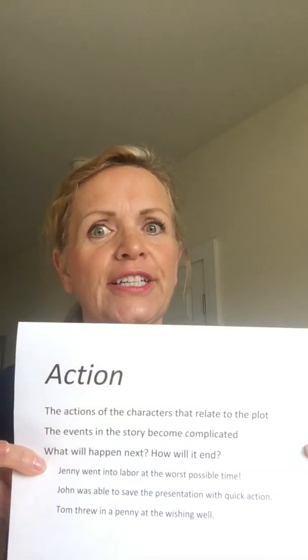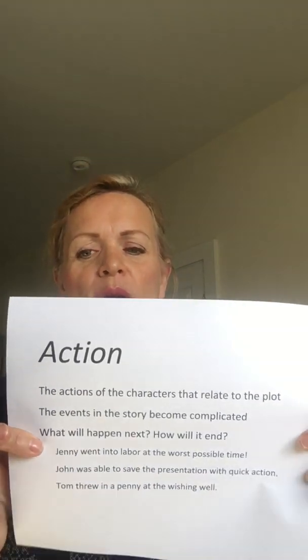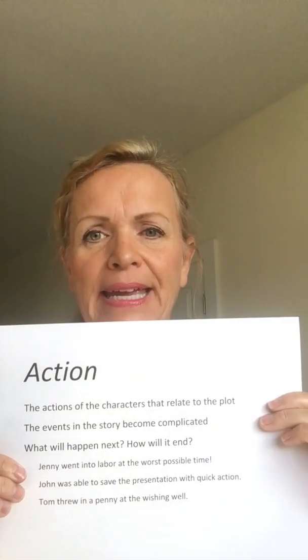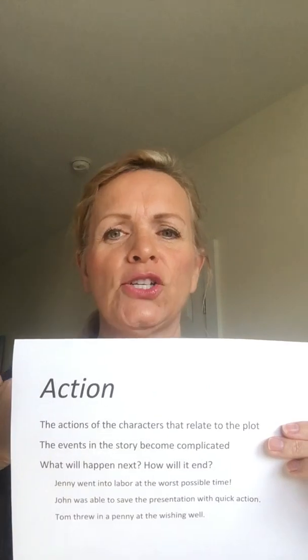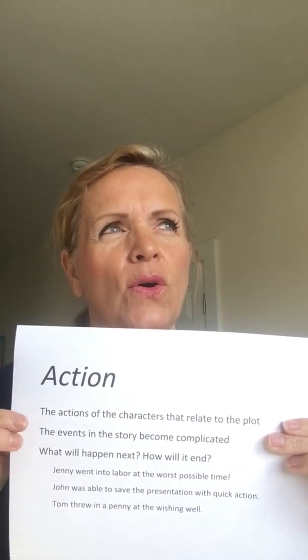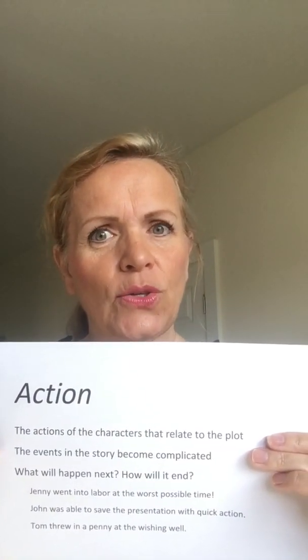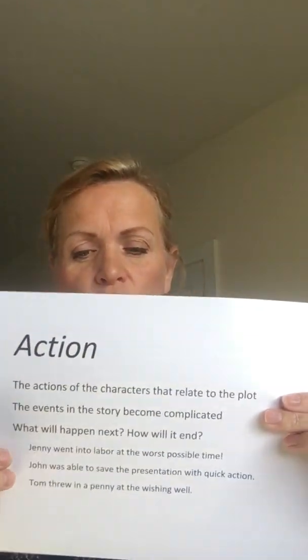So one of the first persons you talk about, along with the setting. The next in the story is the action. Action is where the characters that are relating to the plot are there, and the events of the story become complicated. Okay, so like the complication of my story would be, what about the accident? Who's in the accident and why did it happen, right? Those questions are answered. What will happen next?